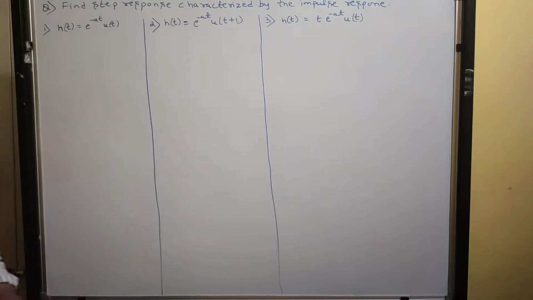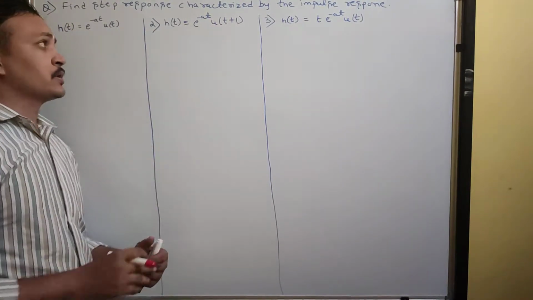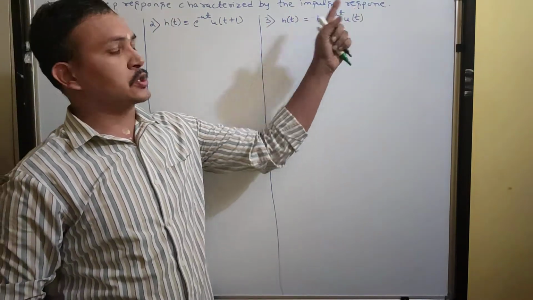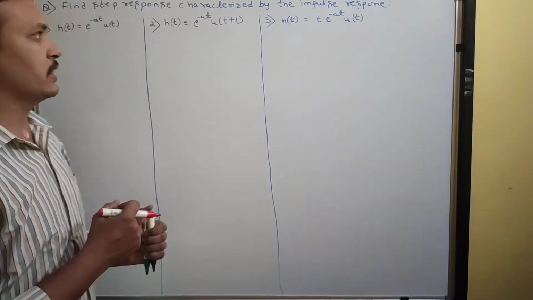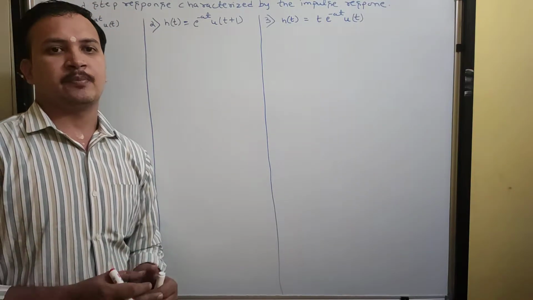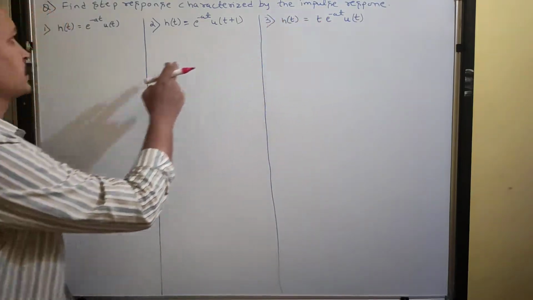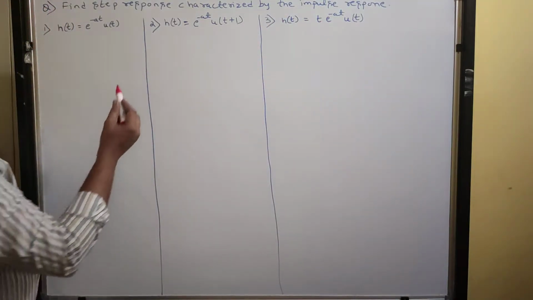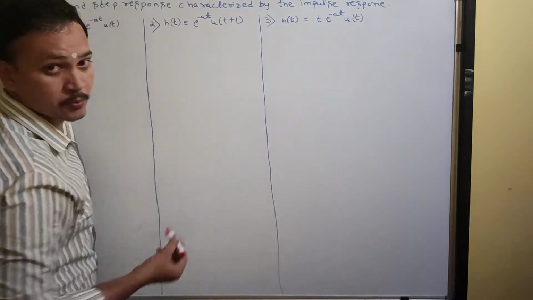So good evening students. Last class we covered finding the step response characterized by the impulse response for discrete type of questions. Today we are discussing finding the step response for continuous time, when the impulse response is continuous. So the question is: find the step response characterized by the impulse response.